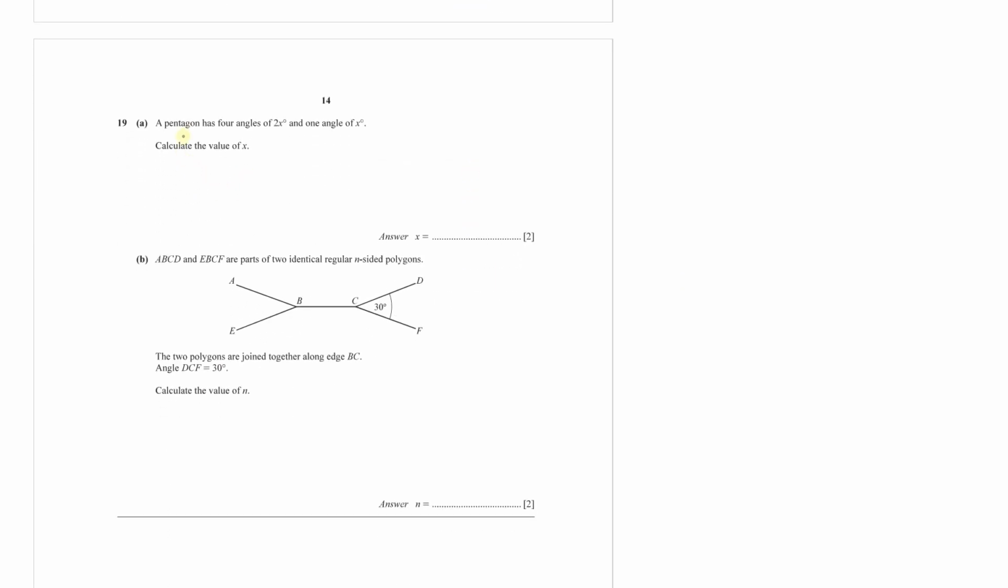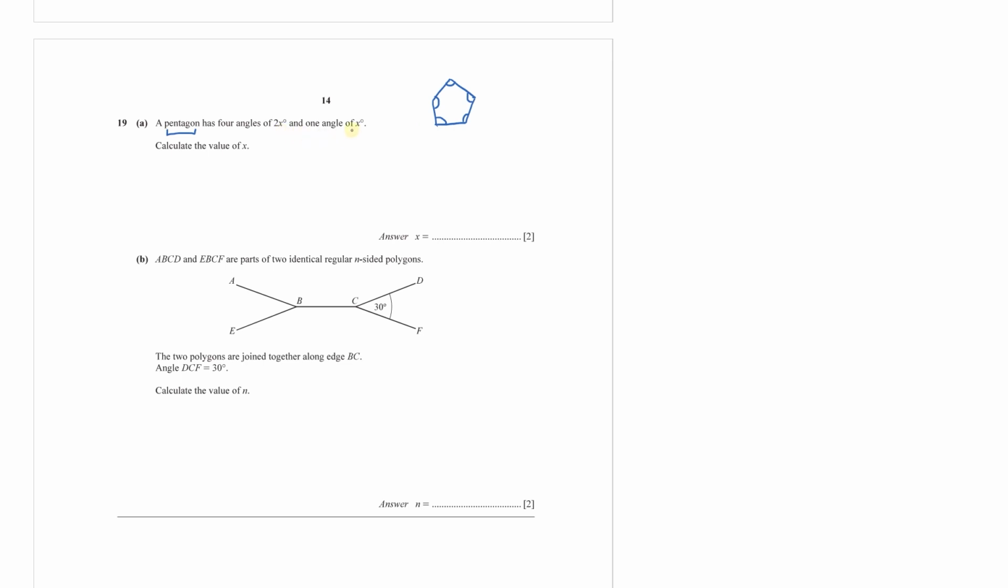Question number 19 is a pentagon has four angles of 2x degrees and one angle of x degrees. Calculate the value of x. So a pentagon has five sides, so five angles. So let me draw this here: 1, 2, 3, 4, and then 5. So you have these five angles. You're given that four of them are 2x and one of them is x.